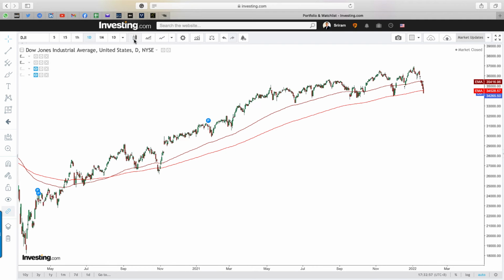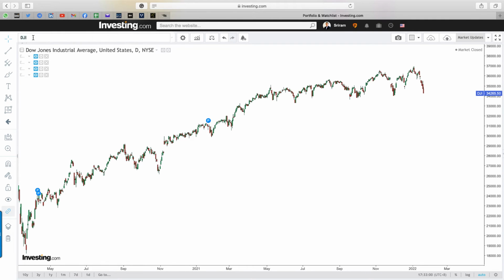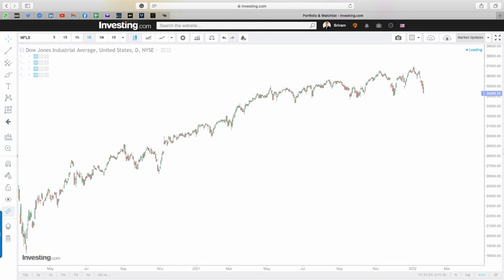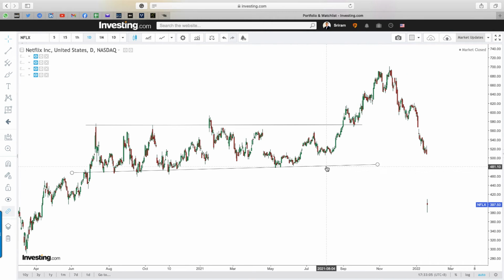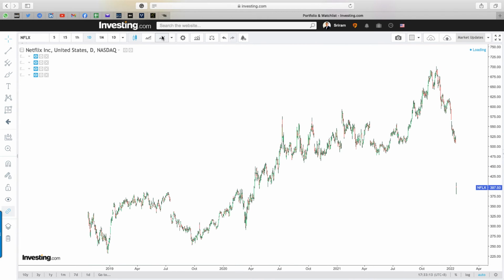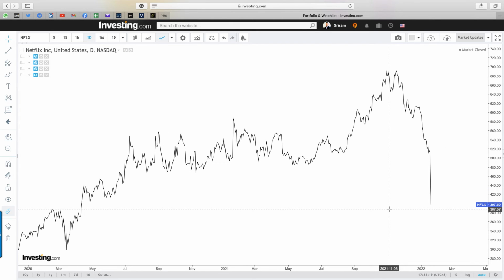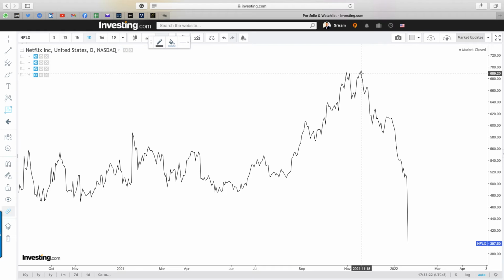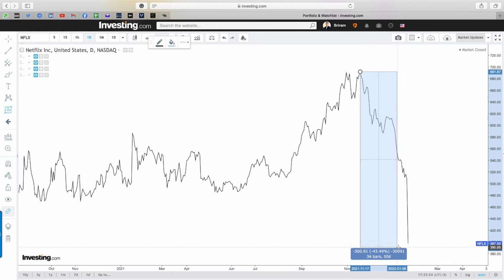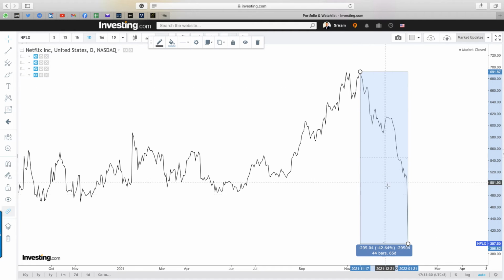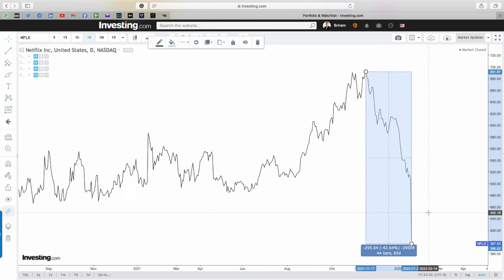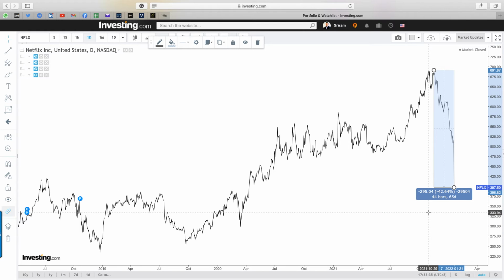And more importantly, other updates from the markets are Netflix. I'm sure everybody is aware of what's happening to Netflix. I've just drawn parallel lines because it was ranging for some time, and I'll delete this one. If you carefully observe what has happened to Netflix, it has dropped massively over the last trading day because of the news that the subscription growth is likely to fall, announced by the company. So from its all-time high, it has dropped by 42%. That's really massive.